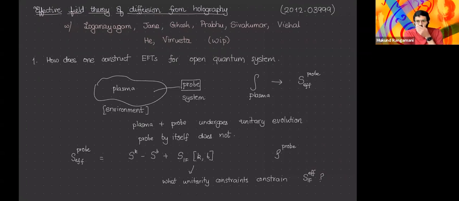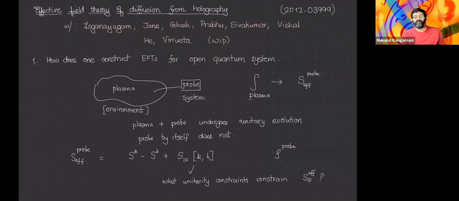While I phrase this in the context of a probe coupling to a plasma, we could just as well think of this as the effective description of real-time hydrodynamics, where you would want to write down a hydrodynamic stress tensor and its associated fluctuations, both of which would come out of this effective action for the probe. I'll come back to that because hydrodynamics is going to be the context I'm primarily going to be discussing today, but this is the broader context of the problem I'm interested in.